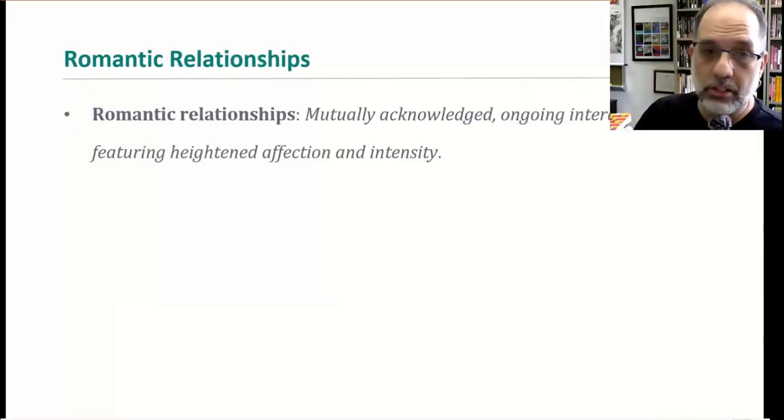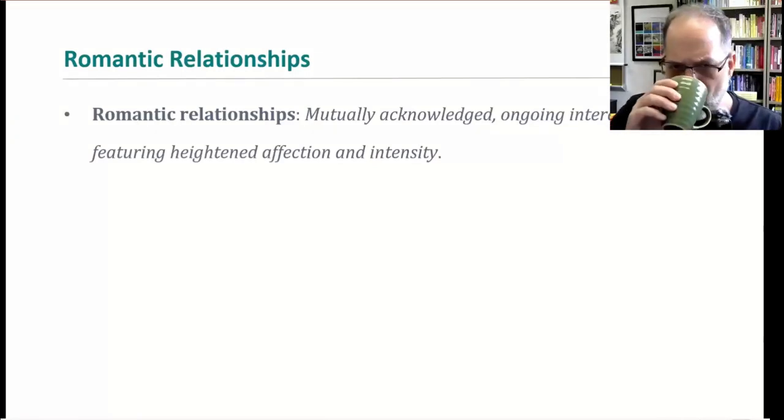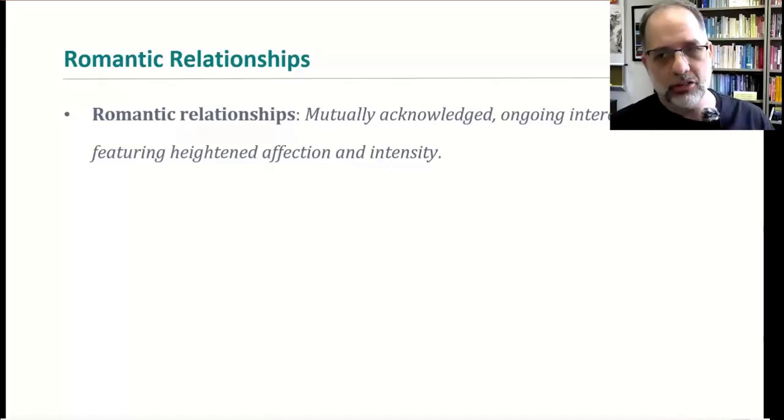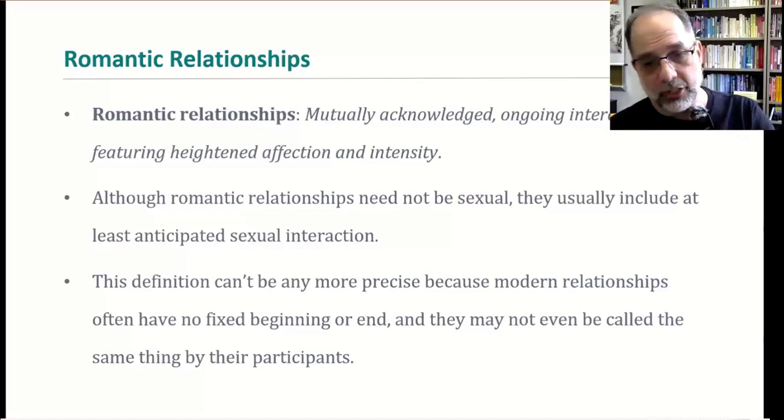Okay, so let's talk about these relationships that humans make. We call them romantic relationships. They don't have to be super romantic. That's just the generic term we use for these paired-up relationships: mutually acknowledged, ongoing interactions with some degree of heightened affection and intensity. This includes married and non-married relationships. It doesn't have to be sexual, but they usually include at least an anticipation of sexual interaction.